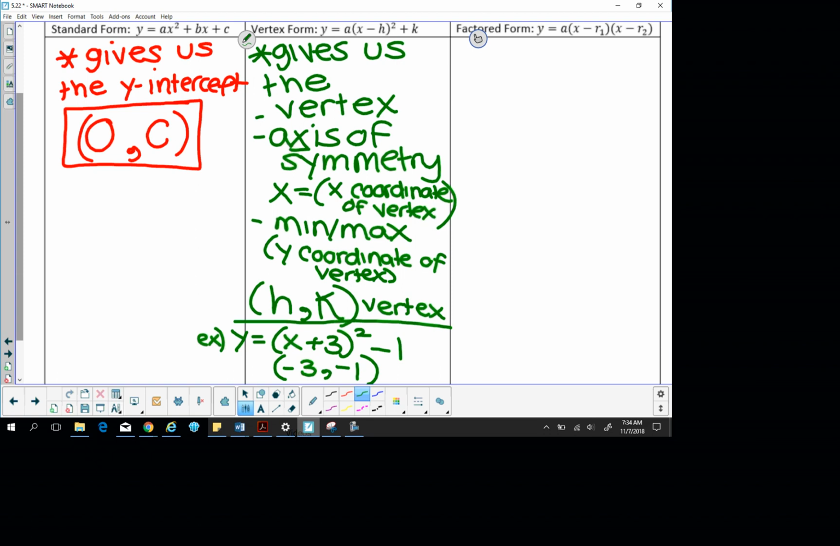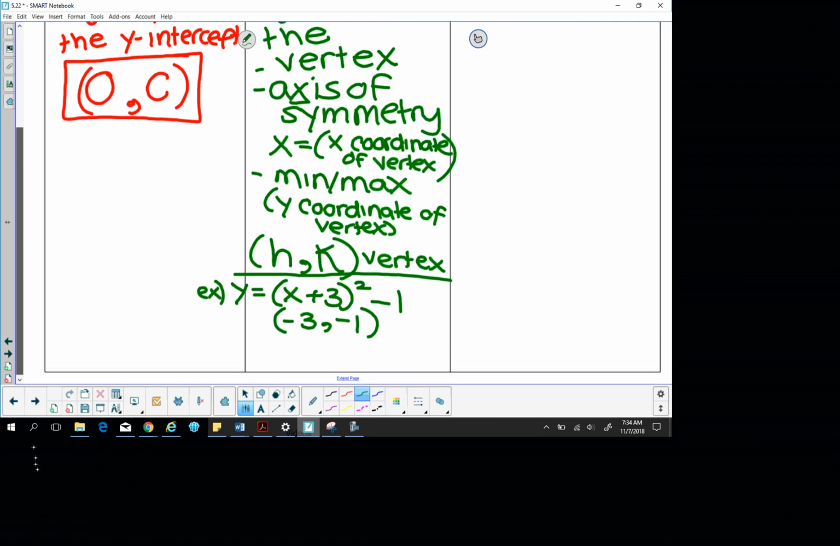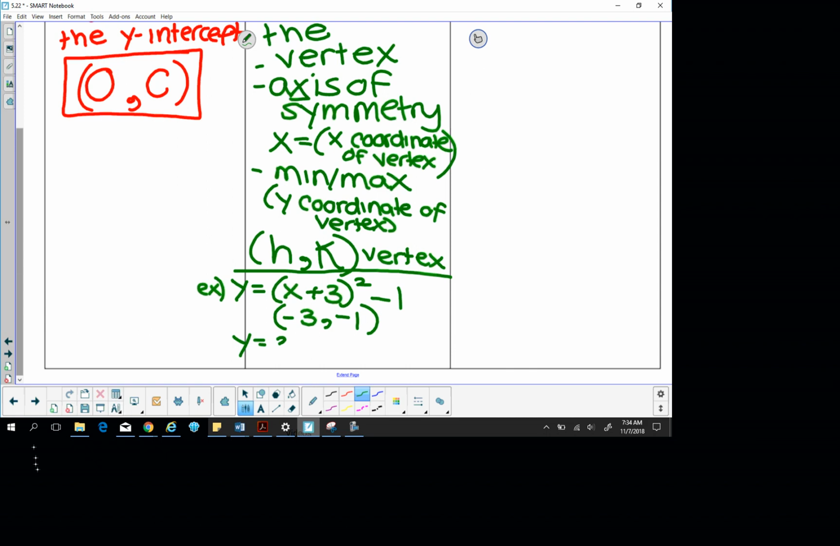Does that make sense? So if I had something like this, y equals 3(x minus 2) squared minus 3. What would my axis of symmetry be for this one? You can raise your hand and tell me, what would my axis of symmetry be for that second one? Remember it's the opposite. So what's the opposite of -2? +2. So your axis of symmetry would actually be x equals 2.